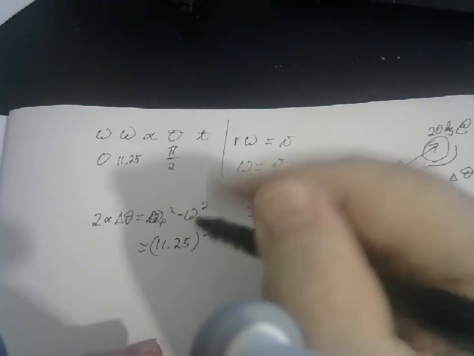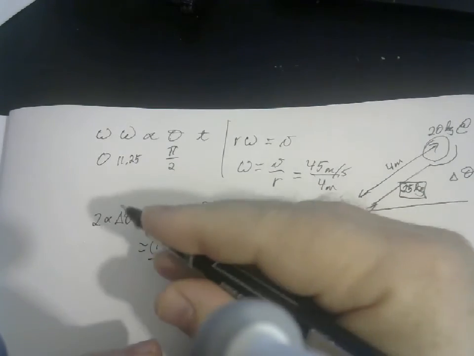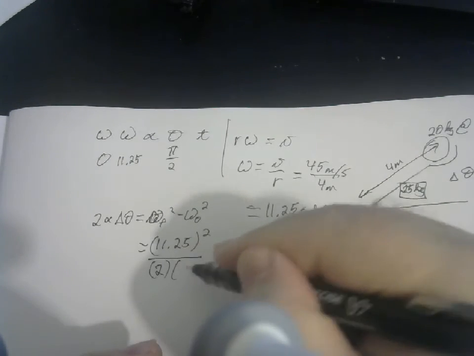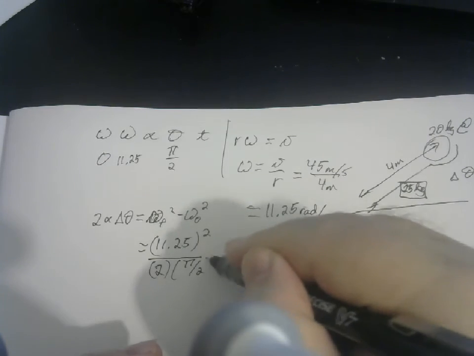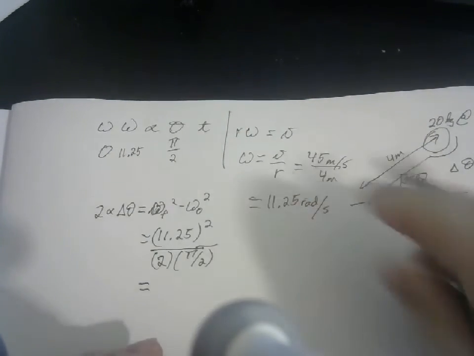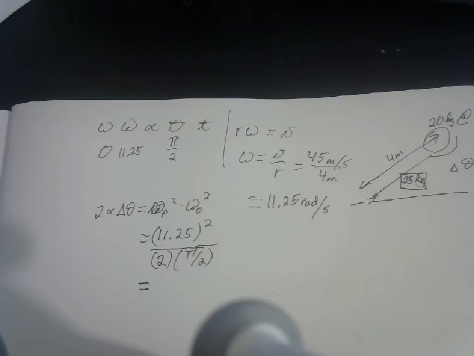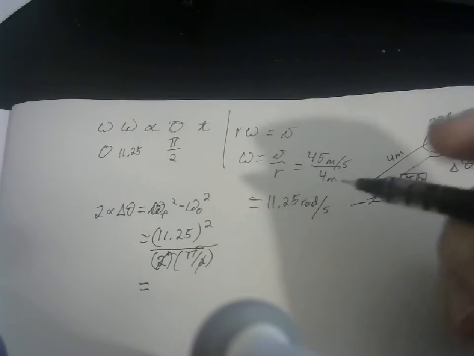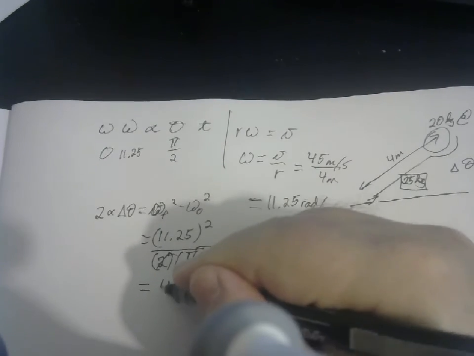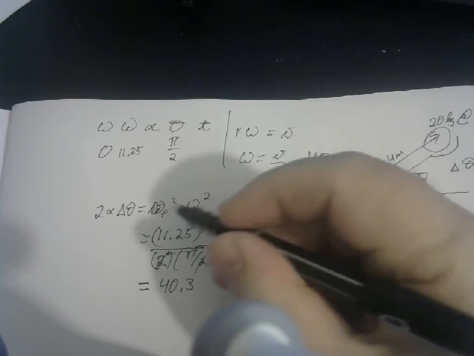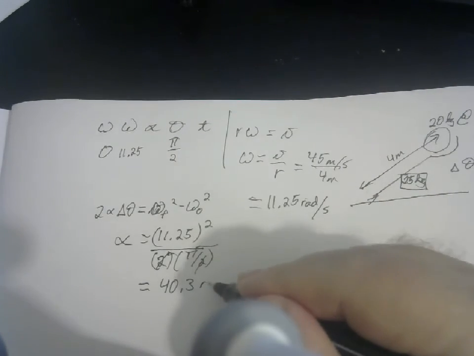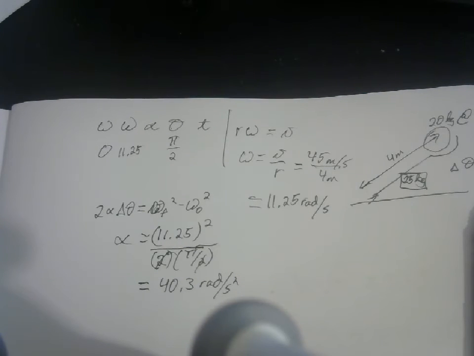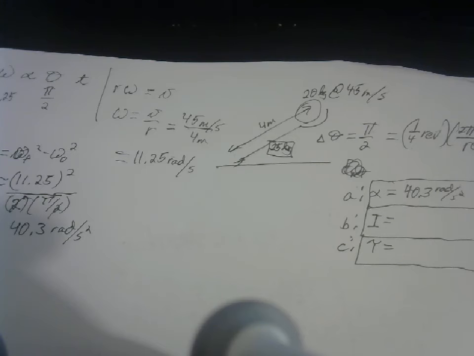Then I'll divide by 2 and theta, pi over 2. We can simplify by crossing out that, and we get 40.3, and this is an alpha, so it is in radians per second squared, which lets us fill that in.